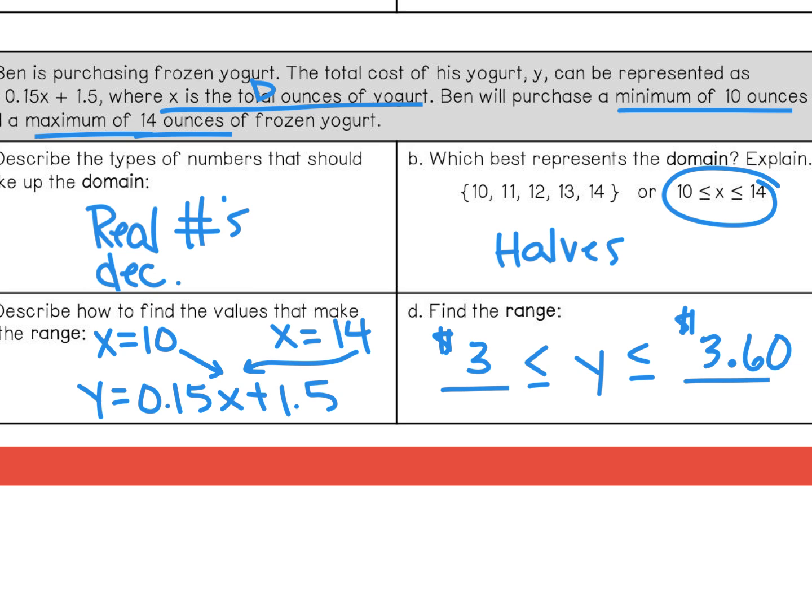Now, remember, we can buy anything between 10 and 14. Maybe we bought 10.875, or we bought 12.04 ounces. Okay, so this is saying that we are spending any amount of money that falls between and includes $3 to $3.60, including that.